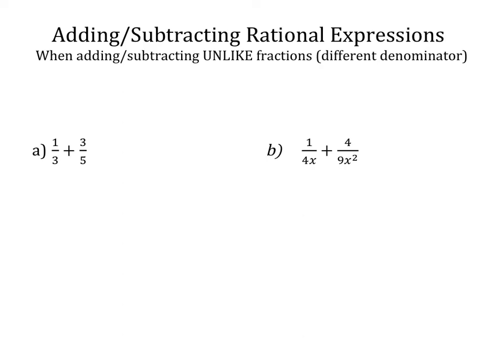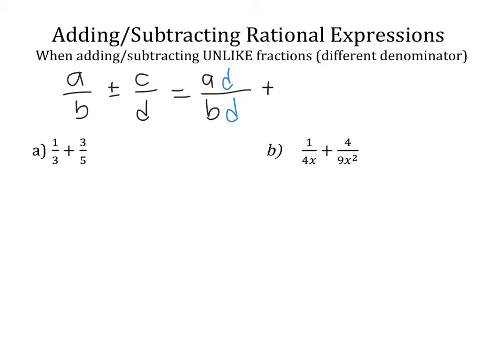Okay, so now we're looking into adding and subtracting unlike fractions. So again, if I have a over b plus or minus c over d, different denominators, I want to have the same denominator. So I want a denominator that can be divided by both b and d. I'm going to do that by multiplying this first expression, a over b, top and bottom by d so that I can have a d in the denominator. Anything I do to the bottom, I have to do to the top.